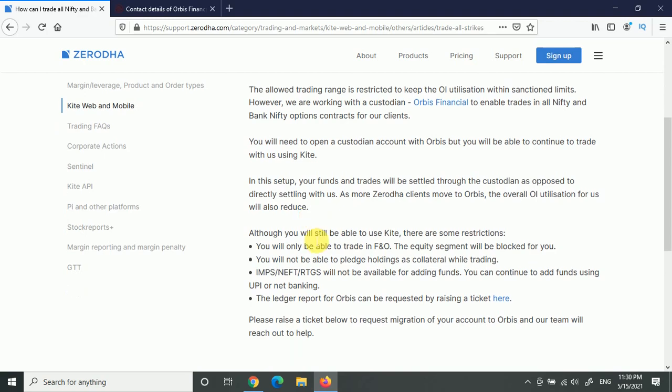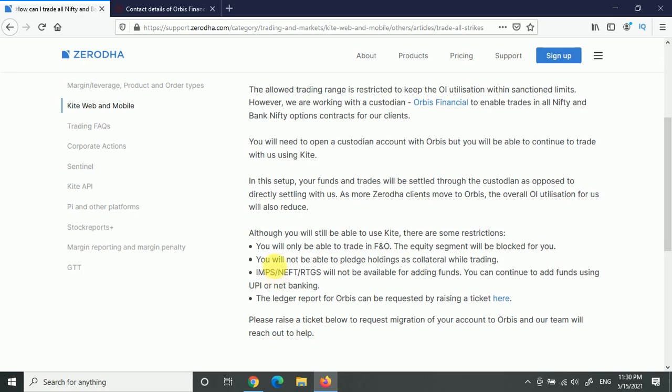This will be the major disadvantage. You must listen to this. Although you will be able to use Kite, there are some restrictions. So you need to understand these restrictions. You will only be able to trade in FNO. So you can only trade in futures and options. The equity segment will be blocked for you. So this is the major disadvantage.